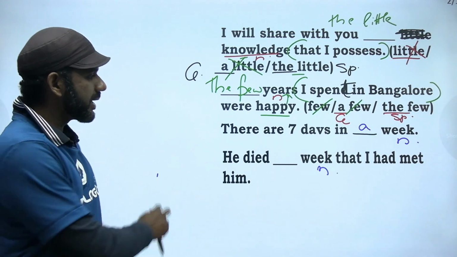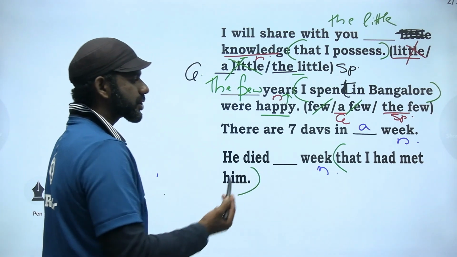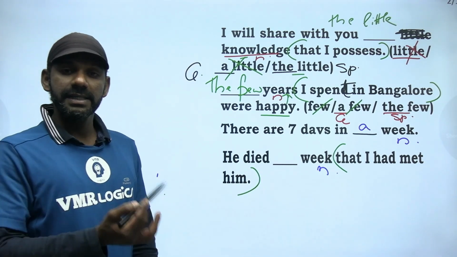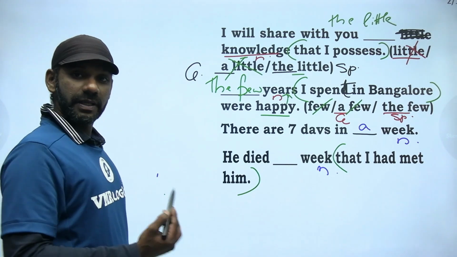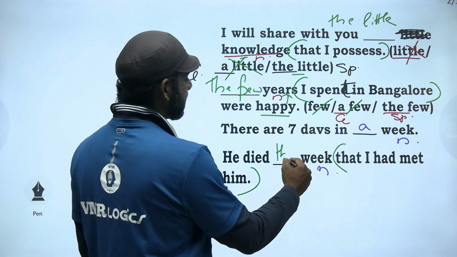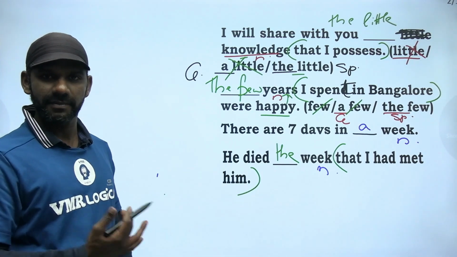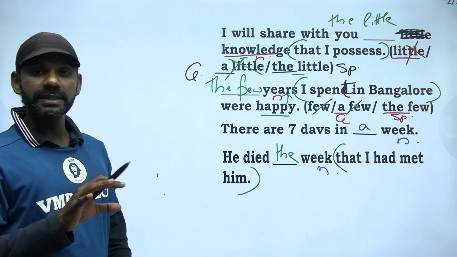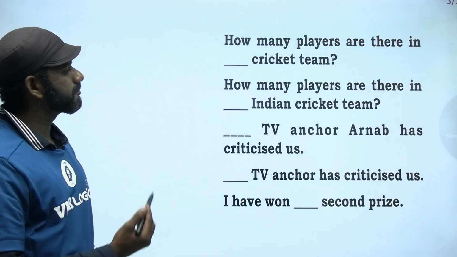Week that I had met him. "That I had met him" is information given regarding the noun week. So in this case, the noun week must be taken as specific, and specific means it must be "the." So, he died the week that I had met him. Clear? Everything depends on your understanding of the sentence, and every sentence must make sense.